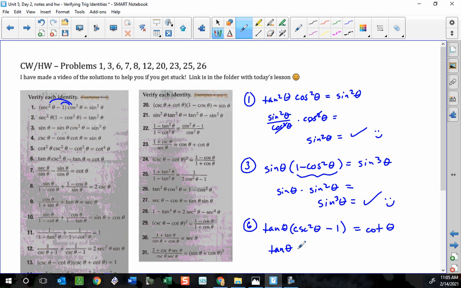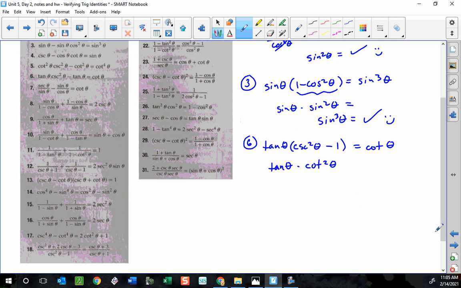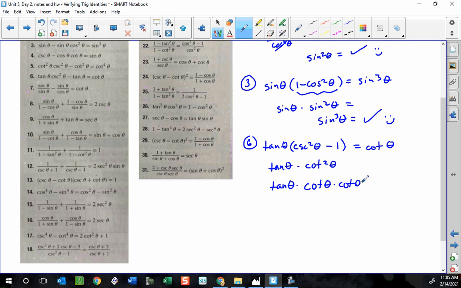tangent theta times cotangent squared. Now remember, when a cotangent is next to a tangent, they cancel out. But I have cotangent twice here, so really I have tangent theta times cotangent times cotangent. So if we separate it out like that, then this and this can cancel because cotangent is 1 over tangent, so they cancel, and then we get cotangent, exactly what we wanted.